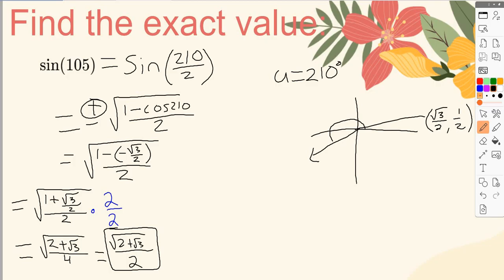Wait, but then why did it equal 2 on the bottom again? Because remember that if I have the square root of x divided by y, that's the same thing as the square root of x divided by the square root of y. So because this is division, I can separate them. And then the square root of 4 is 2. Now remember that that doesn't work for addition and subtraction. So I can't separate it out if I'm adding or subtracting. But if it's division, we can. Which is nice because we don't like square roots to be on the bottom. So that's why it's nice to go ahead and simplify it out.